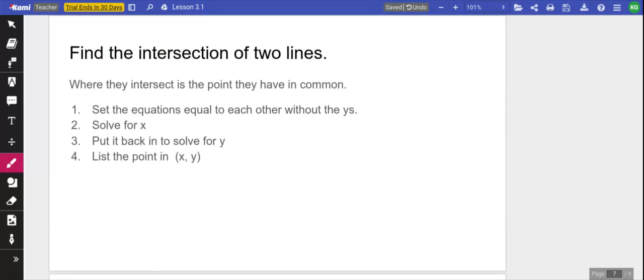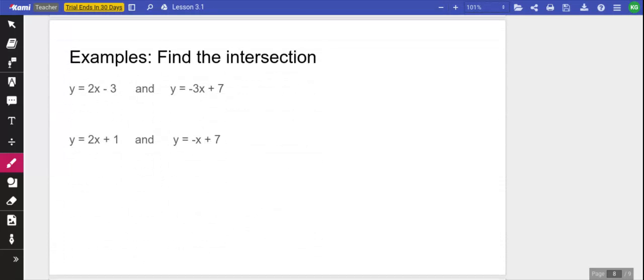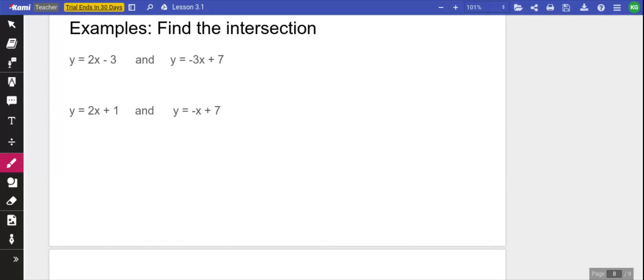The next thing we're going to do in our homework is find the intersection of two lines. So the point where they intersect is what they have in common. What we're going to do is set the equations equal to each other, substituting in the y's, solve for x, then substitute that back into the top and solve for y, and list the points as x comma y. So we're going to do this by substitution.